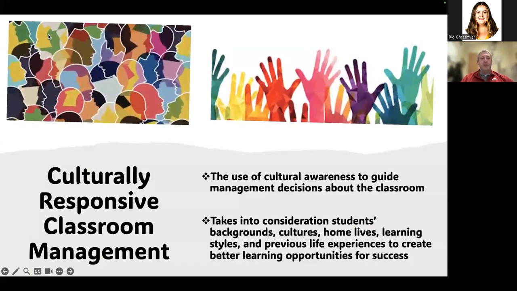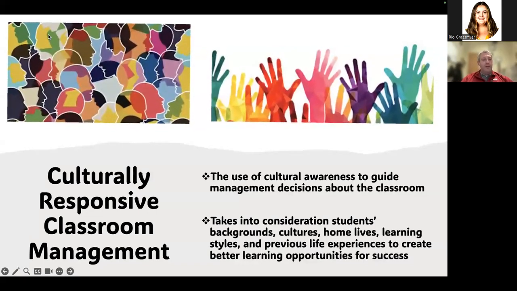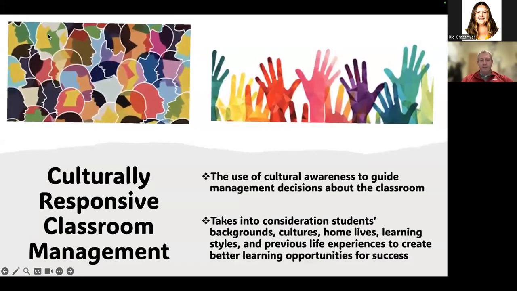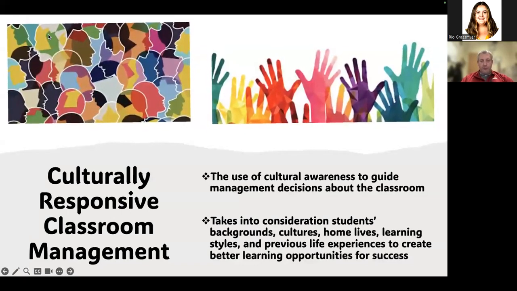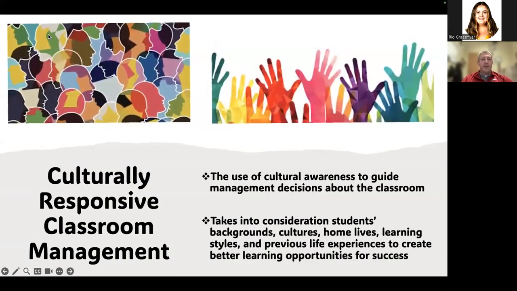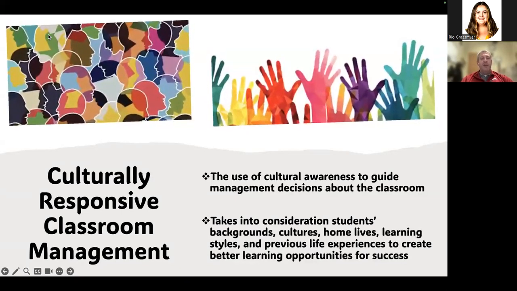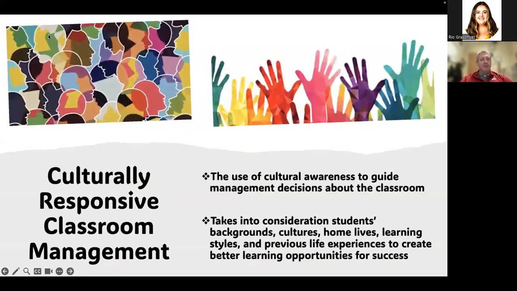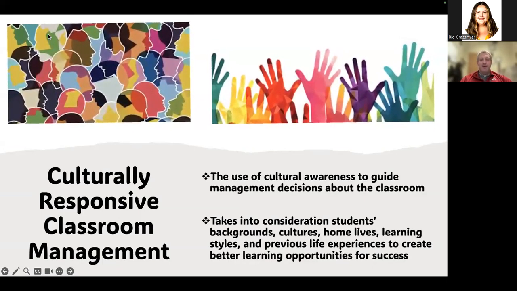There's so much more to being an EMS clinician than just getting an education. That's why we have to have some of these other things. So culturally responsive classroom management in and of itself is the use of cultural awareness to guide management decisions about the classroom. Look around your classroom, get to know your students, know who is there.